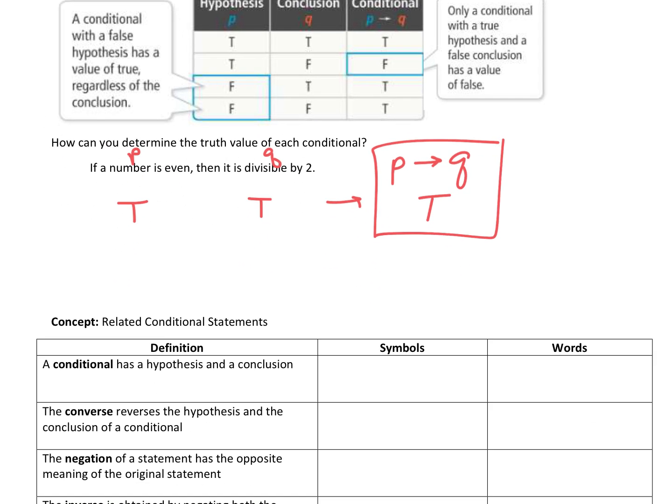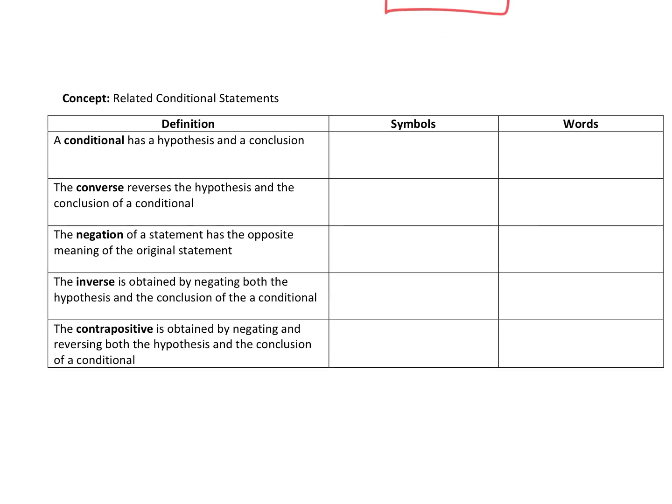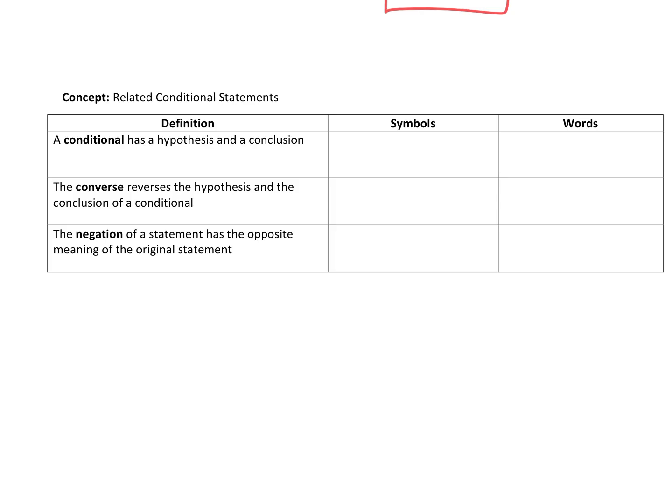All right, so we're going to go down our page. Now we're getting to related conditional statements. So we have more vocab to talk about here. By definition, a conditional has a hypothesis and a conclusion. So the symbol for that, the one we've talked about so far, is if P, then Q. And I'm even saying it as I write it. If, in words, it's if P, comma, then Q. So that's your conditional statement.